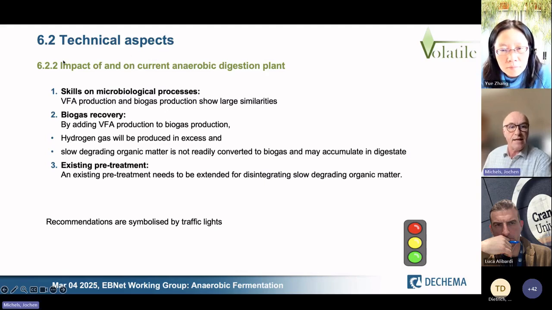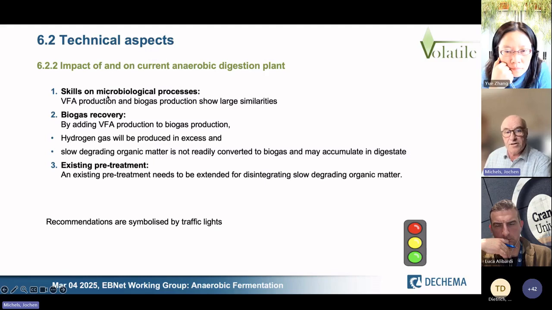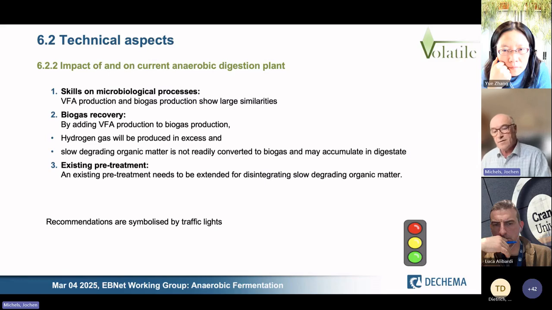Okay, and the next section was on the impact on the current anaerobic digestion plant. This means you need skills in microbiological processes, because VFA production and biogas production show large similarities, but you may need another process control to optimize the production of VFA in your process.